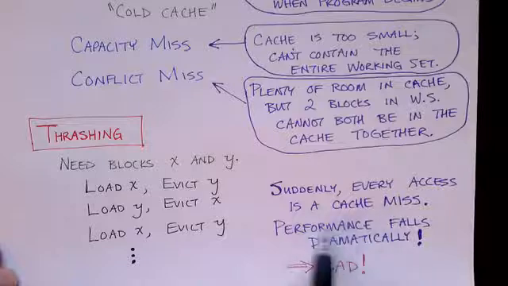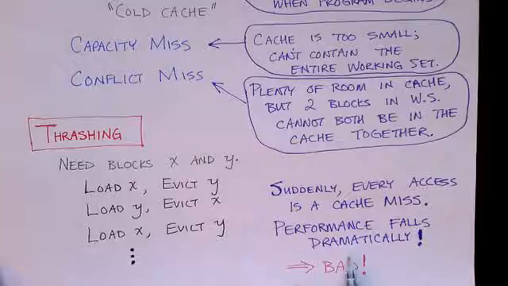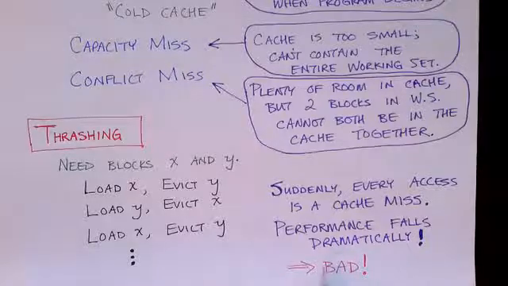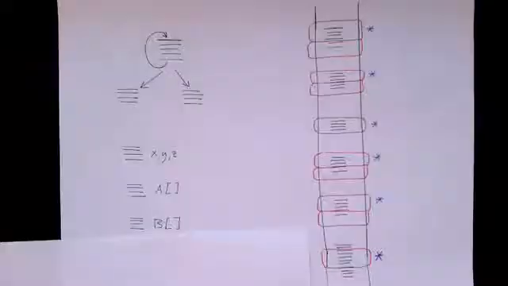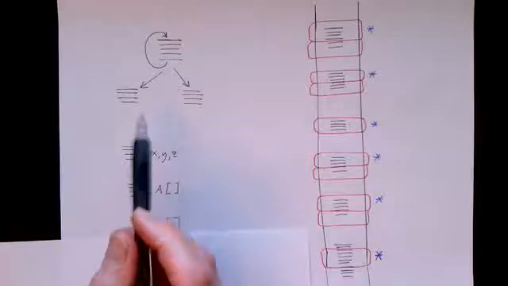Suddenly every access is a cache miss, and performance is going to fall dramatically. Cache thrashing is very bad. We might as well not even have a cache. So if this occurs, we've got a very bad performance problem. Let's take a look at a program which might be typical of what you might see.